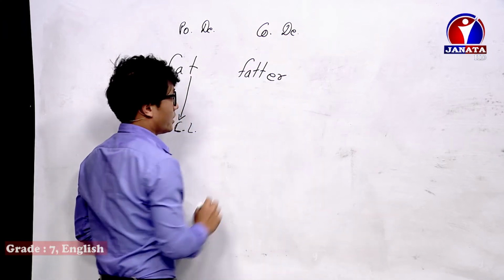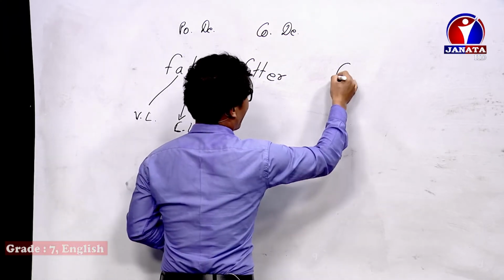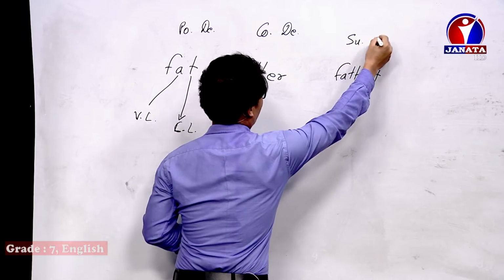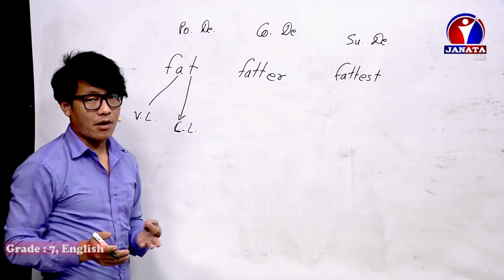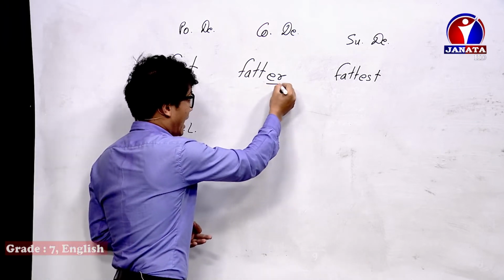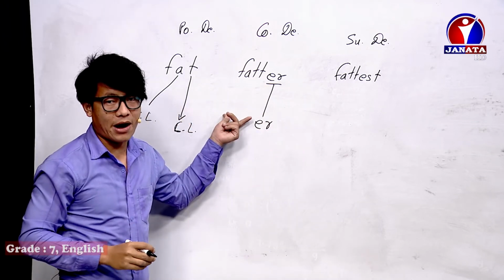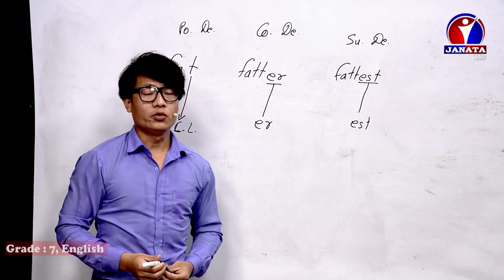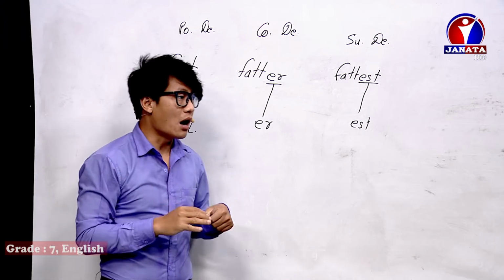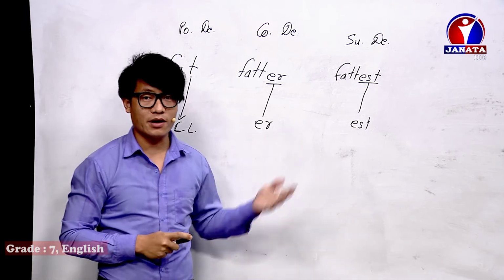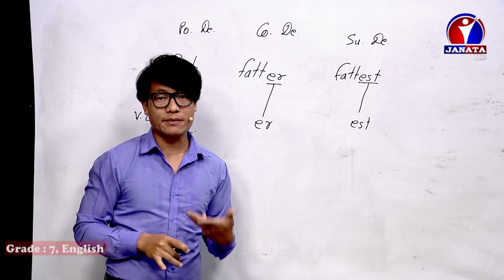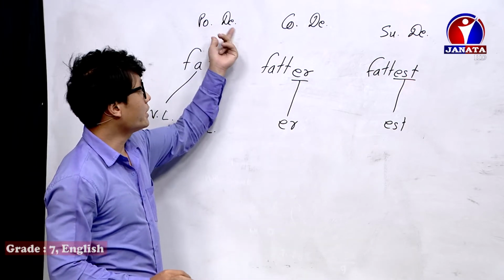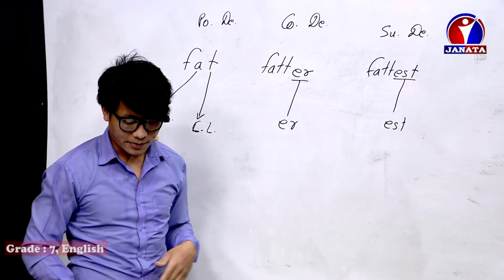It is comparative degree. But if we add F-A-T-T-E-S-T, fattest, then it becomes superlative degree. So what we have understood here is that if we add ER, it becomes comparative, and if you add EST, it becomes superlative degree. Here we are learning how to form comparative and superlative degree. We are not practicing how to use them in a sentence. We are just learning how to form positive degree into comparative and superlative.